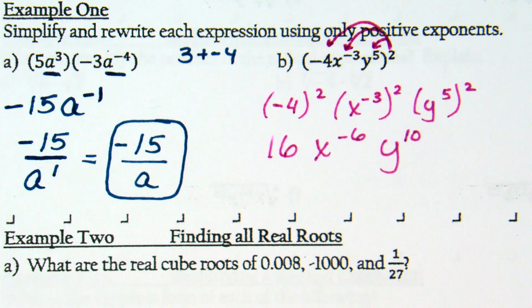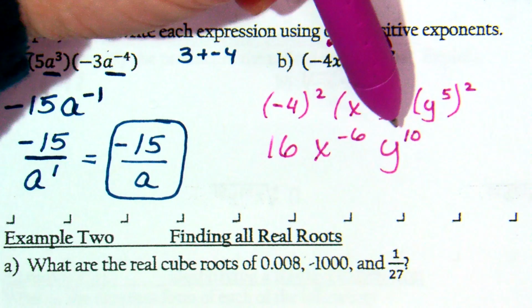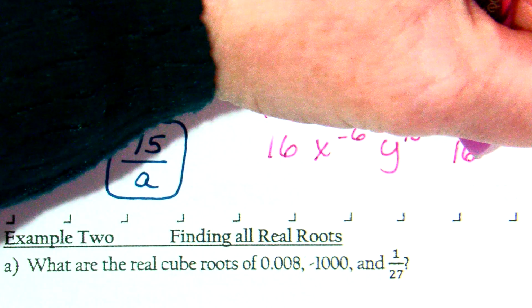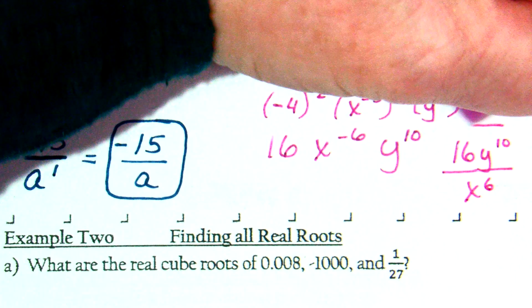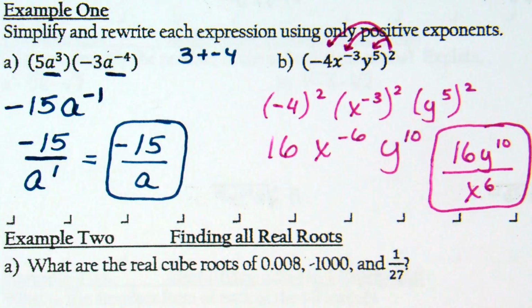The only thing that moves to the denominator is the x to the negative 6. So it moves to the denominator and becomes x to the positive 6. The 16 stays on top. The y to the 10th stays on top. So I'm going to have 16 y to the 10th over x to the positive 6. Because remember, when we move across that fraction bar, I've heard some teachers call it a magic line, that changes my exponent power from negative to positive, or from positive to negative. Got it?